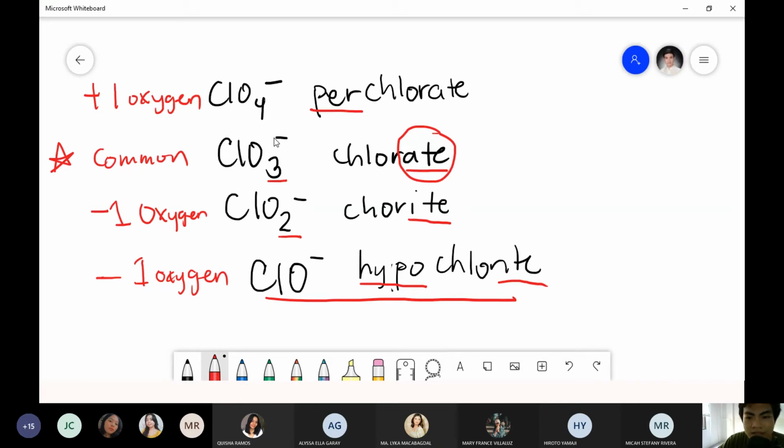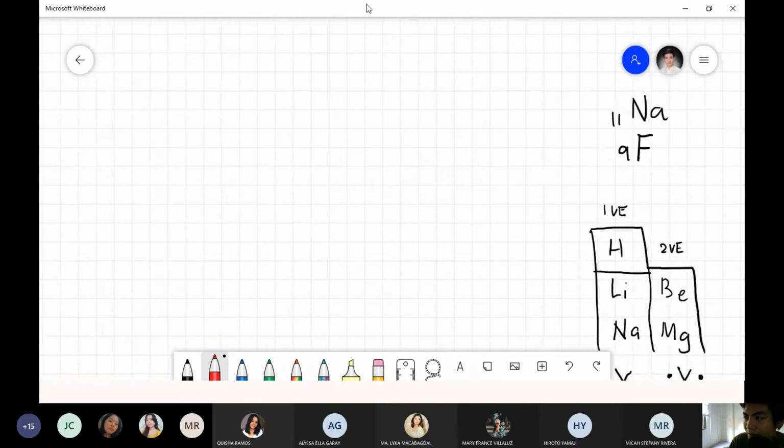Some oxyanions have multiple charges, and there are only a few of them, don't worry. For example, the chlorate system is the best example of this. We also have the bromate system. Let me give you the idea again.